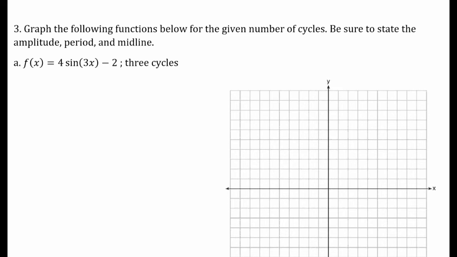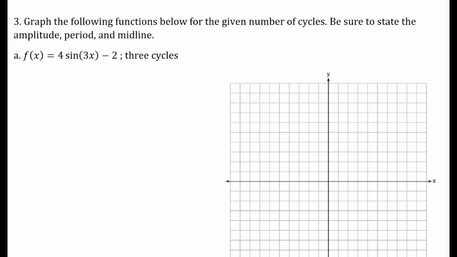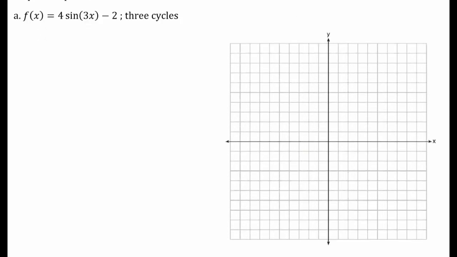Graph the following functions below for the given number of cycles. Be sure to state the amplitude, period, and midline. So I have f of x equals 4 sine of 3x minus 2. Well, we always start with our home base of our midline. My midline here is y equals negative 2. There's my midline. That's the line I'm going to be oscillating around. From there, I'm going up 4 and down 4. So negative 2, negative 3, negative 4, negative 5, negative 6.